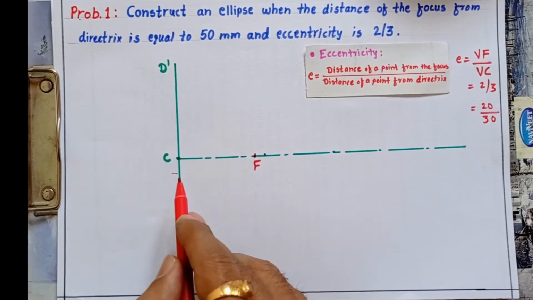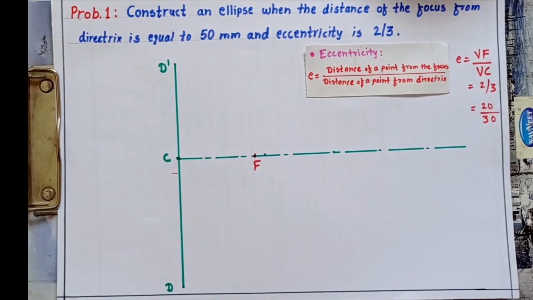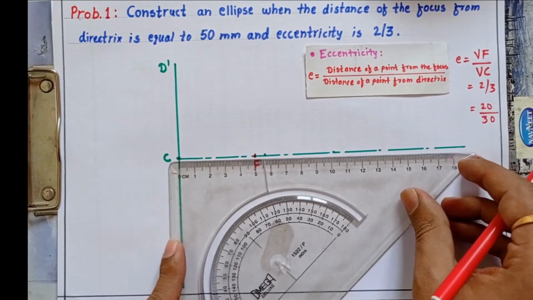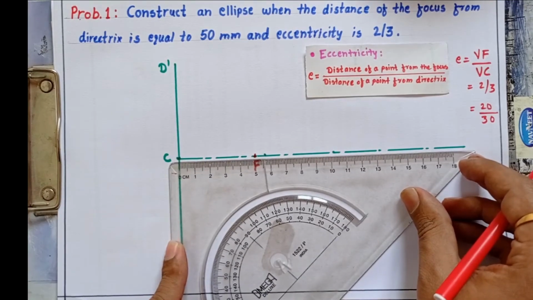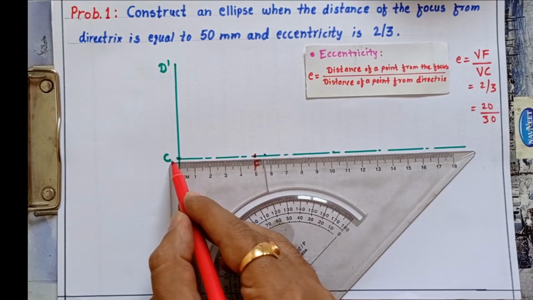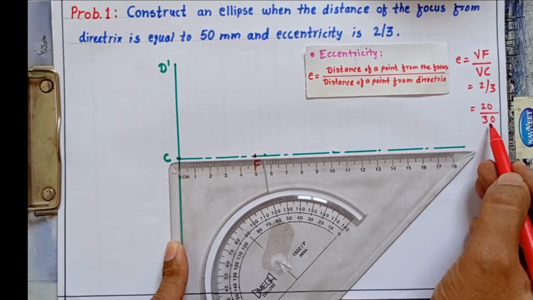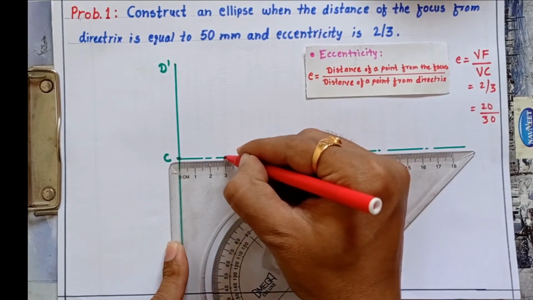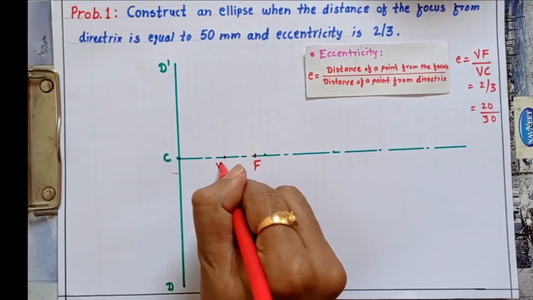So the next task is to mark that vertex point according to the given eccentricity. So we are going to mark it. We just put our scale over here. Cf is 50 mm. As we measure from C, then the Vc distance is equal to how many mm? It's equal to 30 mm. So from this point, at this location, 30 mm. Now this is your vertex point V.